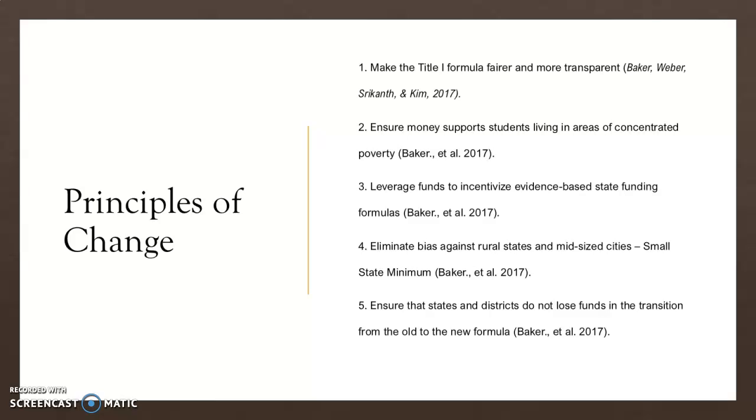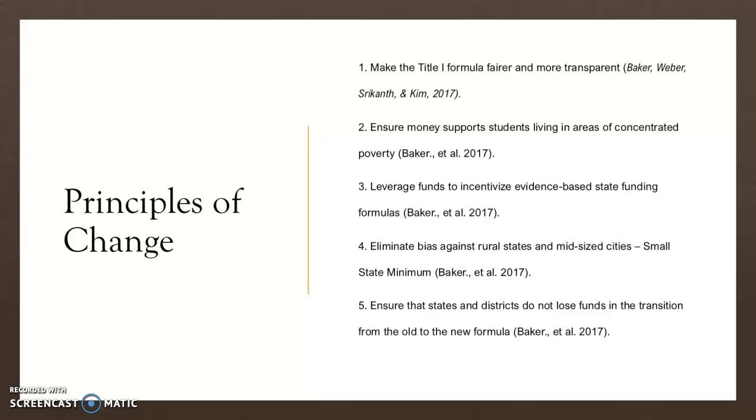And then we have number 4, eliminating bias against rural states and mid-sized cities, implementing the small state minimum. Ultimately, several formulas tend to bias against states with moderate large populations and significant rural poverty. Several states include Texas, California, and Colorado. An example of this, Detroit and Houston receive more money per child than Flint, Michigan, and San Antonio, Texas, even though both of these smaller cities have much larger percentages of poverty.